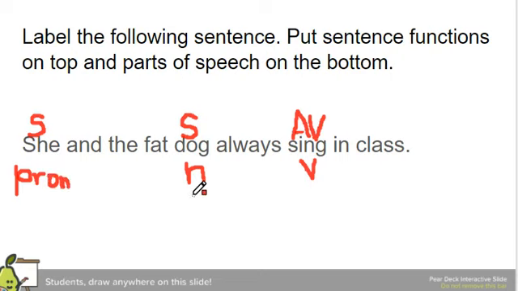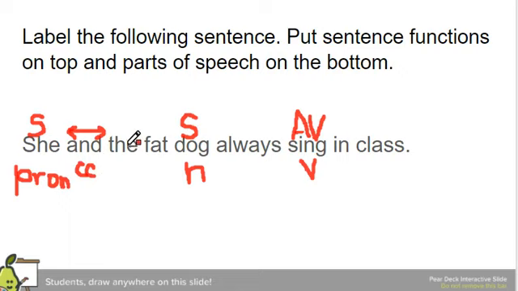Okay, now then we can look through the rest of the sentence. We've got two subjects here. Say what the word is that's joining them. Well, that's and. That's a coordinating conjunction. It says these two things are equal in the sentence: she and the fat dog. And remember, the coordinating conjunctions are the FANBOYS: for, and, nor, but, or, yet, so.